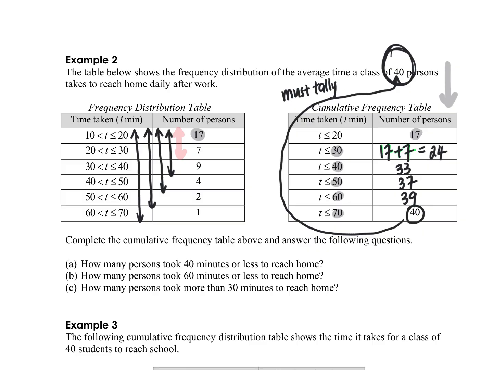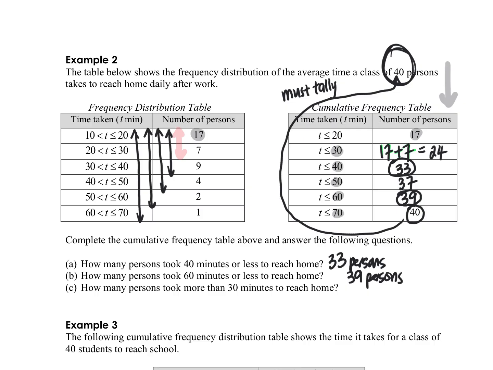Minutes or less is, yeah, 33. Why they use persons, don't want to use people? Okay, then how many took 60 minutes or less? Just go and read this, right? So 39.